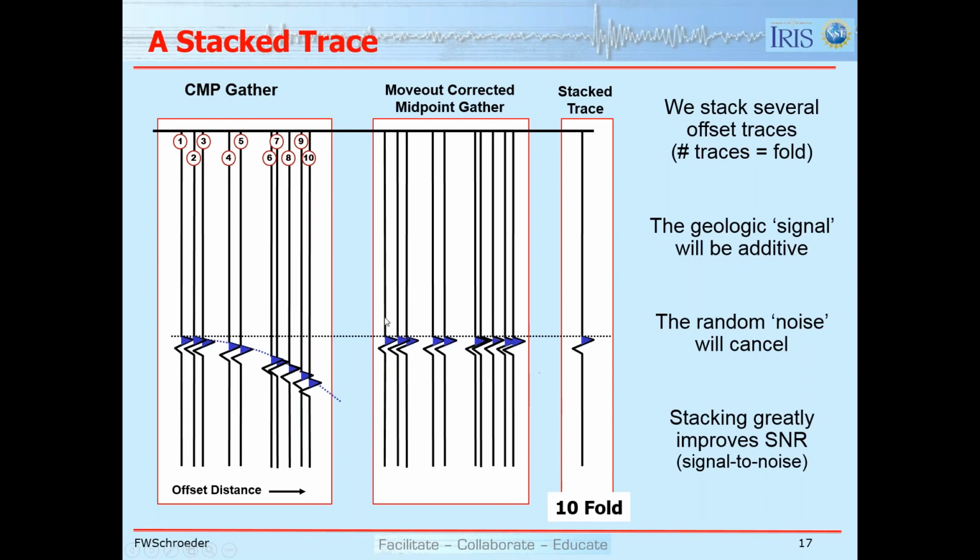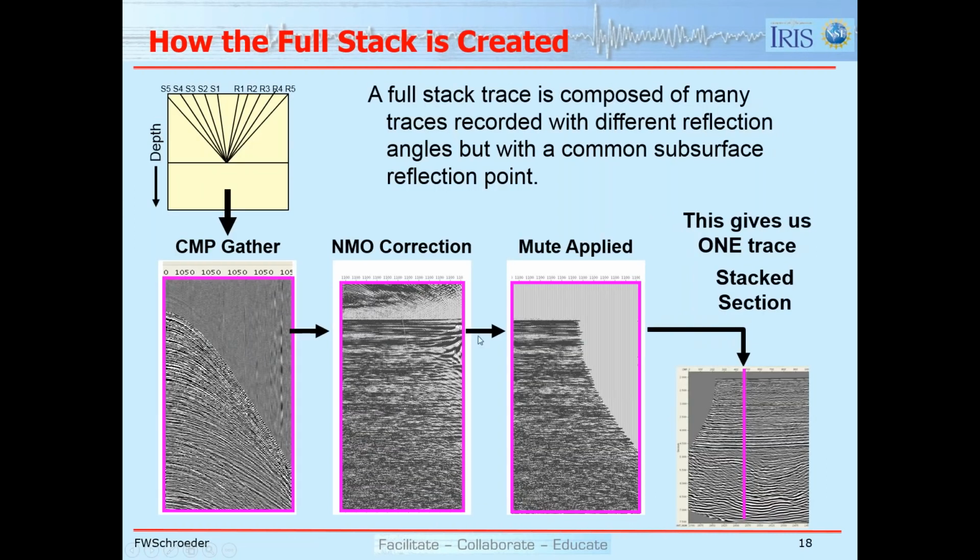And if we have 10 traces that are being summed or added, we say that it is 10-fold data. The reason we do this is because there's going to be random noise on each of these 10 traces, and by summing it, a lot of that random noise, almost all of it, should be canceled out. So we stack several traces in order to get rid of that random noise. We're enhancing the geological signal and removing the random noise. And stacking is one of the best methods that we have to improve the signal to noise ratio.